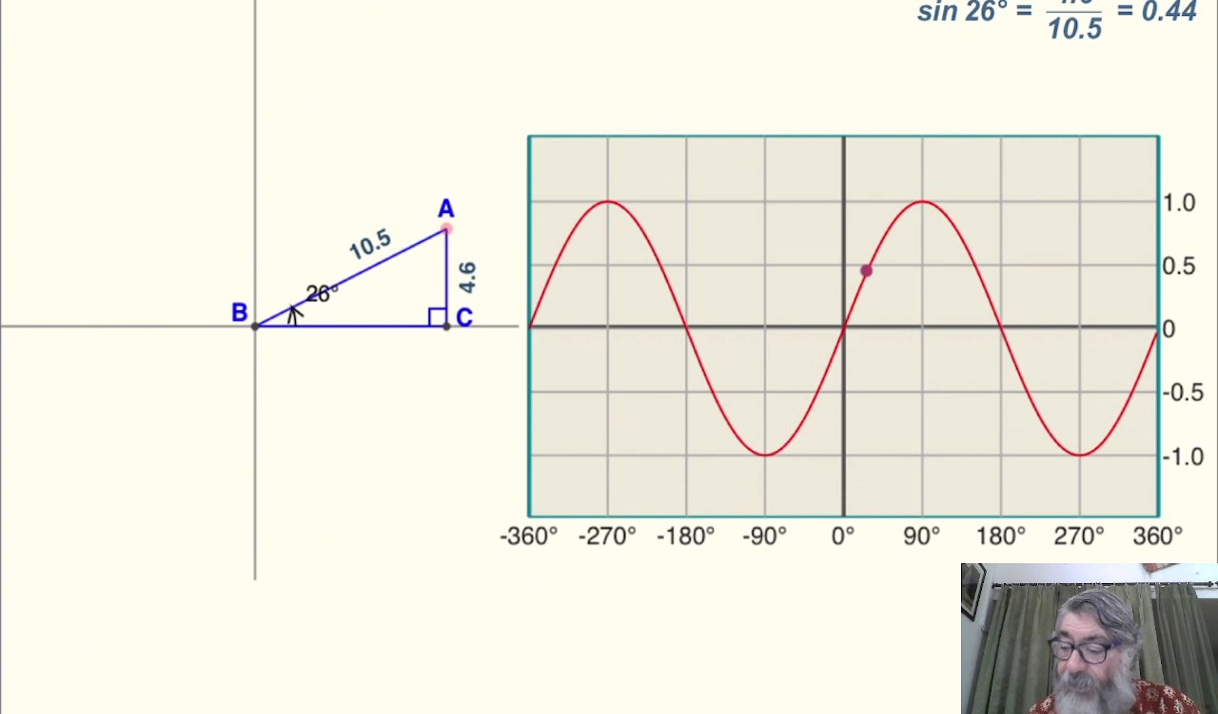Now at 26 degrees, the perpendicular is 4.6 and the hypotenuse is 10.5, and I don't know the length of BC. But in this triangle, one thing I can calculate: 10.5 whole square minus 4.6 whole square. You can calculate from your calculator what the base is.